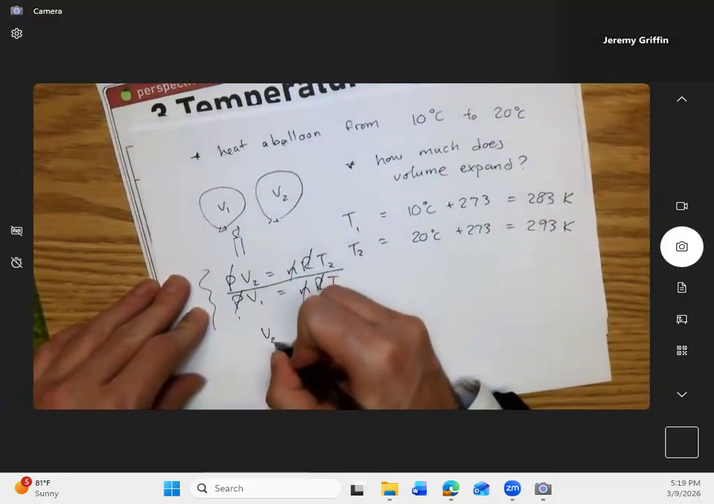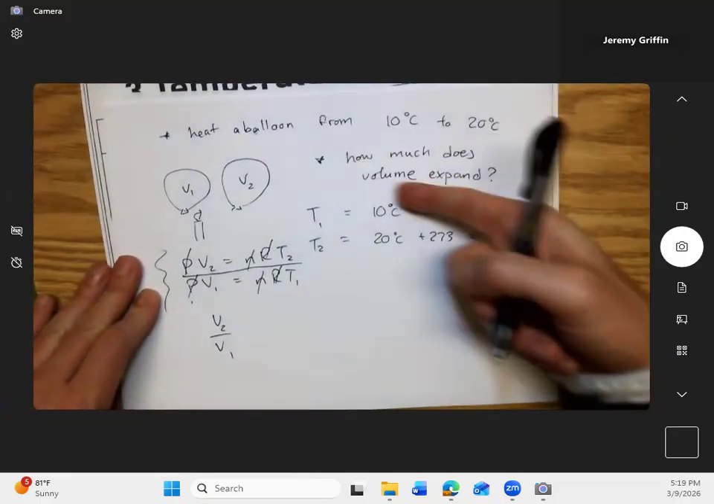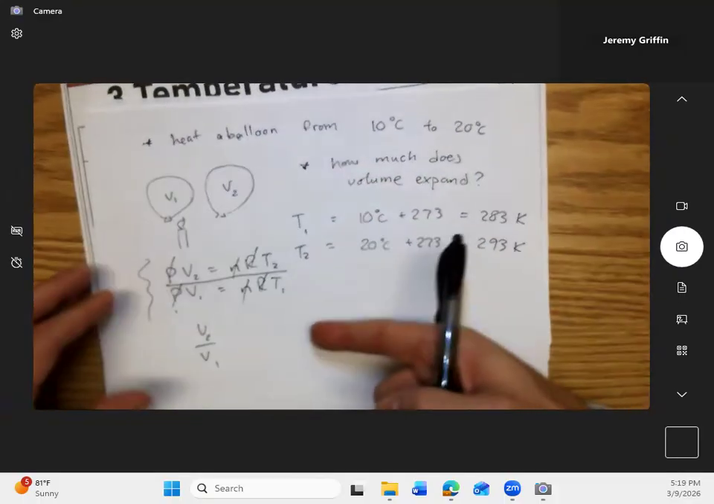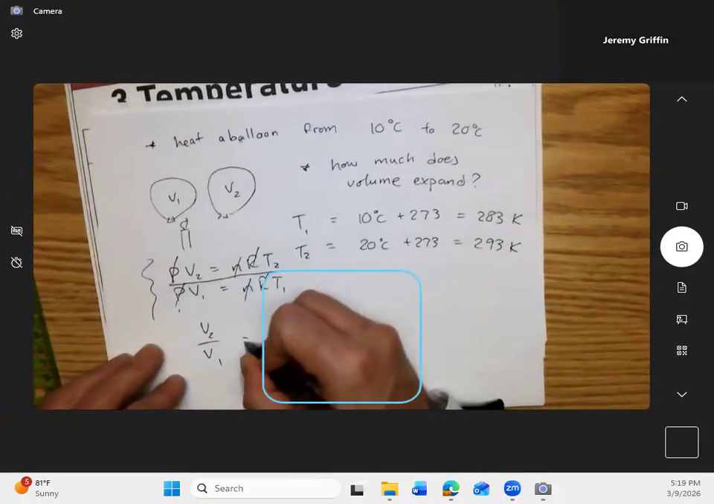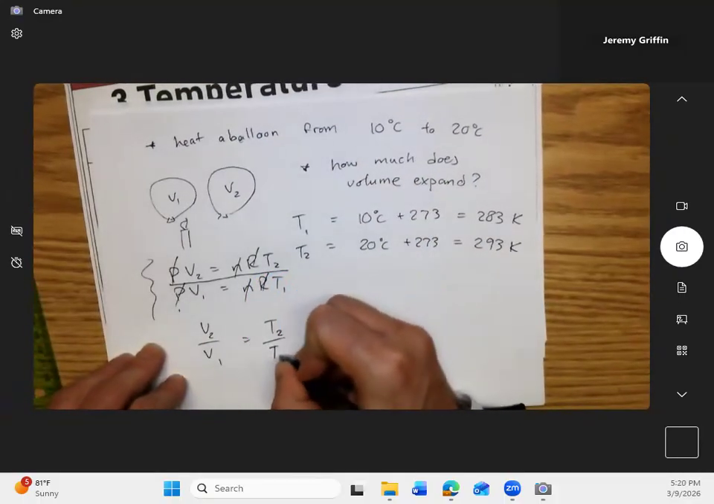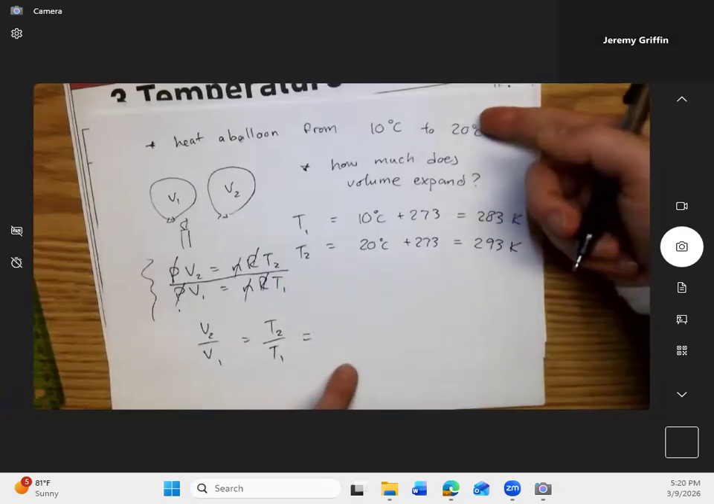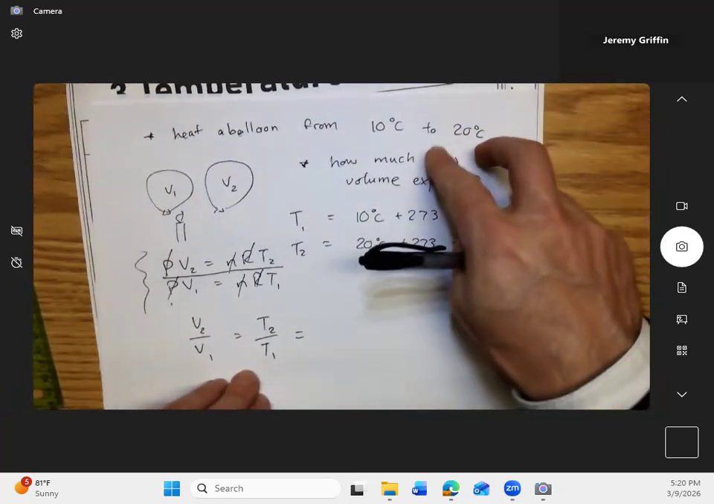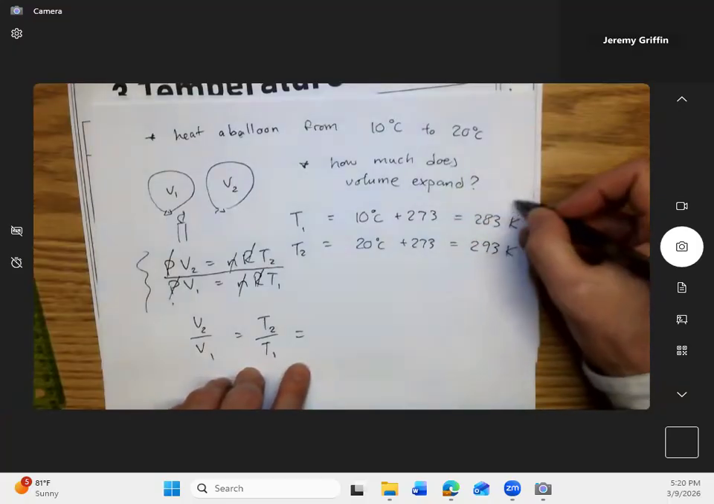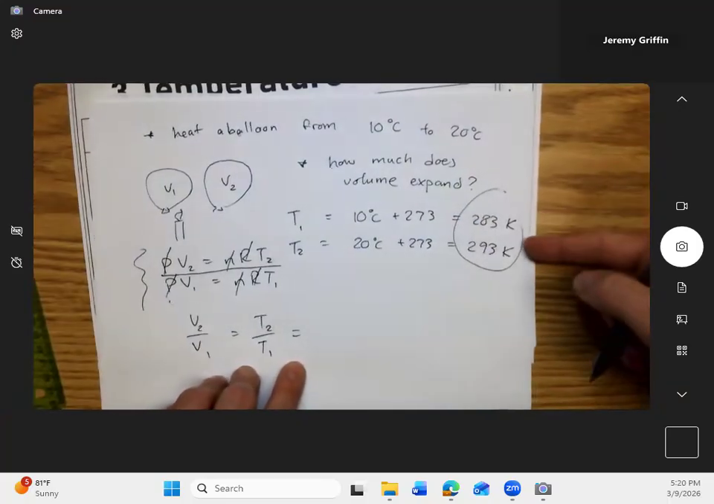I can get the ratio of volumes, which is really the question: how much does the volume expand proportionally? Okay, so what we're set up to solve here is really the ratio of the temperatures. And again, I'm not allowed to do 20 over 10, because those are relative values in Celsius. I have to do these absolute temperatures in Kelvin.